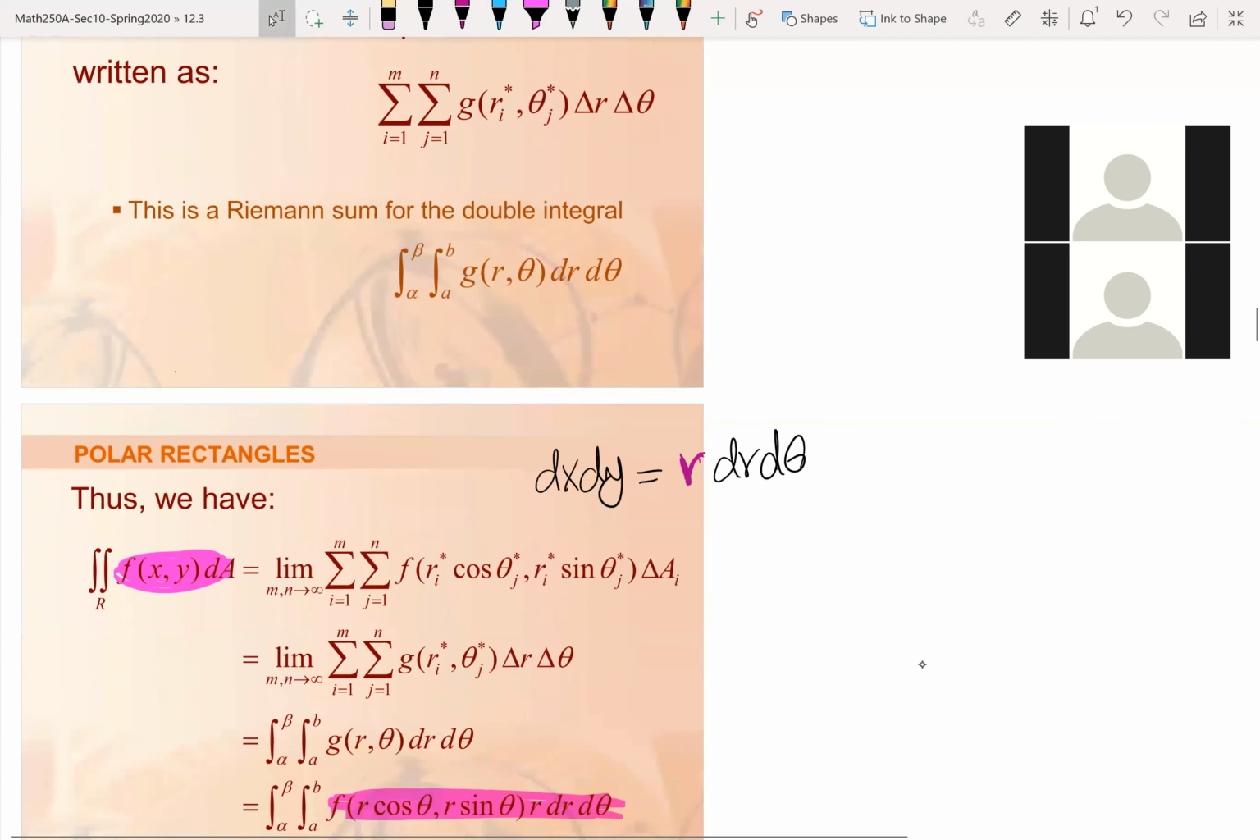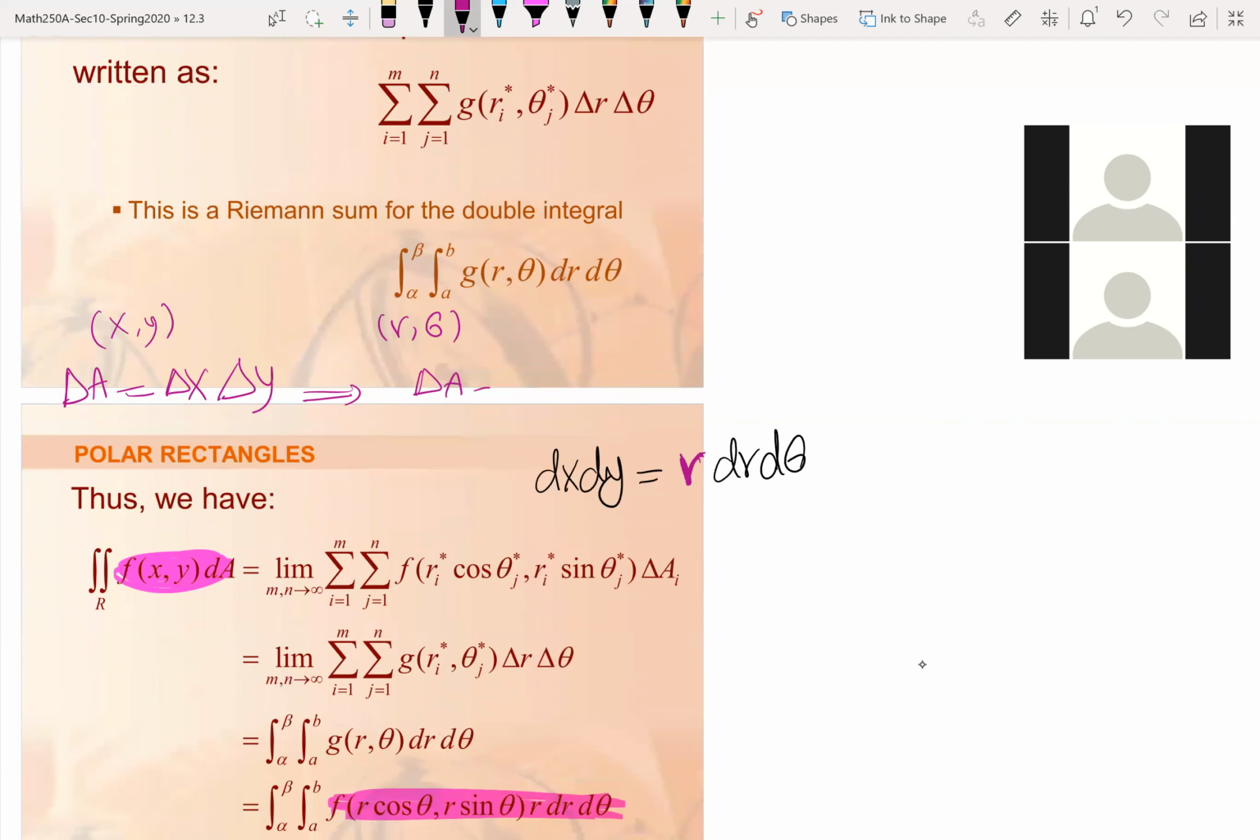So here delta x times delta y makes the delta A when you are in xy coordinates, but when you are moving to polar, the area is not just length times width, it's r times delta r delta theta because of the shape. Here it is really just a rectangular piece, but here the pieces look like this, and the area has some extra factor of r.